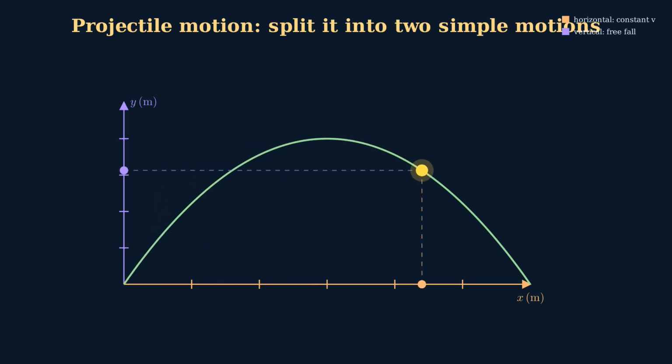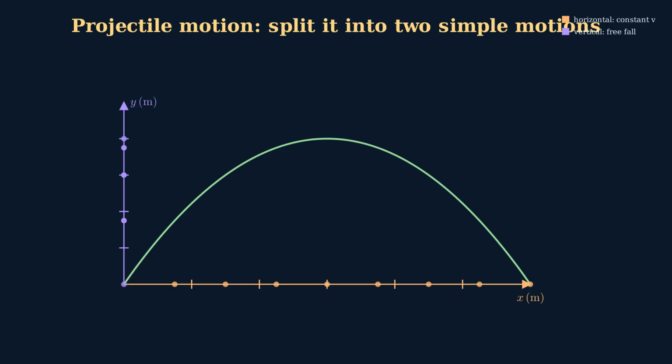Instead of fighting one curved problem, we cast two shadows. One onto the floor, the horizontal motion. One onto the wall, the vertical motion. Watch them as the ball flies. Now look at the spacing of the shadows at equal time steps. Along the floor, perfectly even.